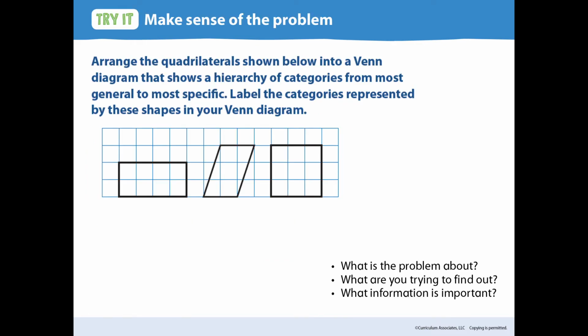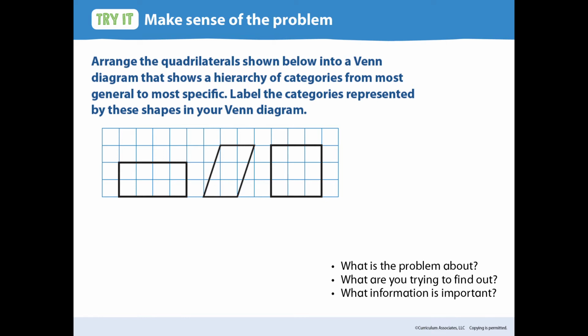Try it on page 587. Arrange the quadrilaterals shown below into a Venn diagram that shows a hierarchy of categories from most general to most specific. Label the categories represented by these shapes in your Venn diagram. So the three shapes we have here are rectangle, parallelogram, and square. Pause the video and do your work, and then you can press play to check.